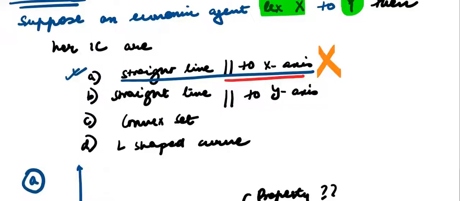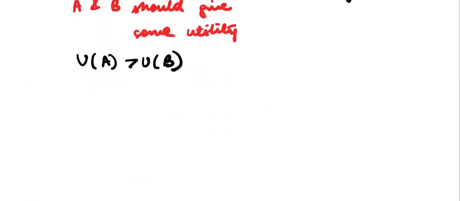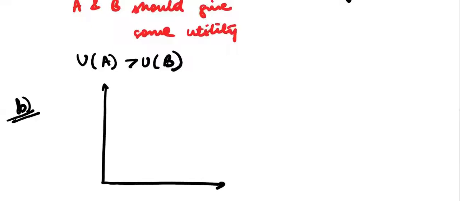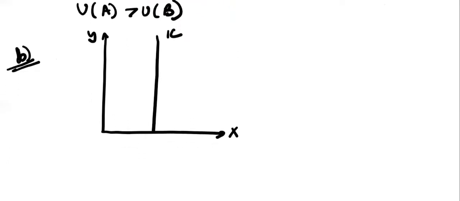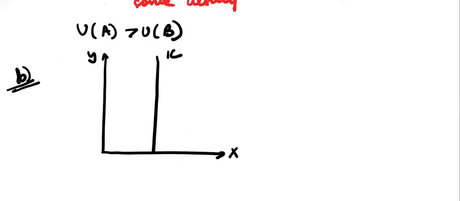So this gets eliminated. This is the wrong answer. Now I want you to try this. Straight line parallel to the y-axis. Is this possible? Is it possible that you have this as the indifference curve? Remember, X is lexicographically preferred to Y. So again, let's take 2 points. This is point A. This is point B. Point B clearly has more amount of good Y.